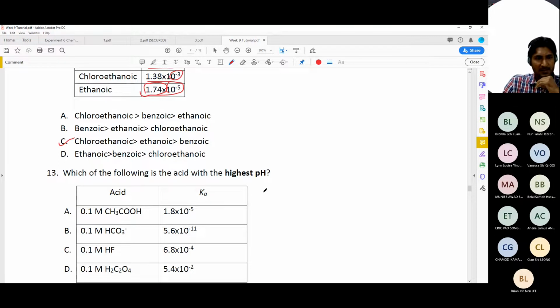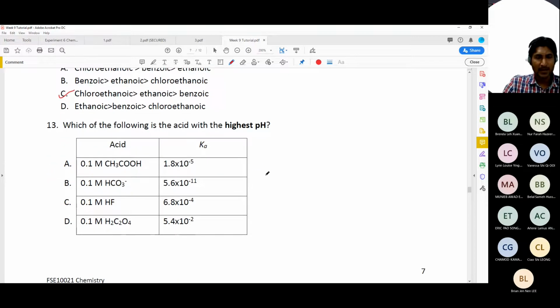Question number 13. It says, which of the following is the acid with the highest pH? Highest pH. Which one will have the highest pH? Before we go, does anybody have any idea or guess which one will? I know you have the answer, but why do you think so? Let's say it is A or B or C or D, whatever. Why will it have the higher Ka?